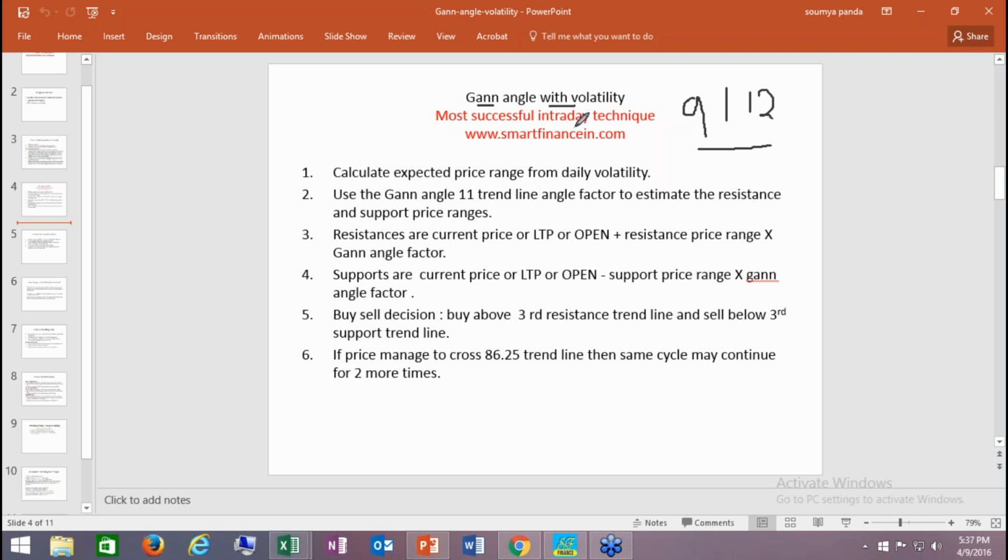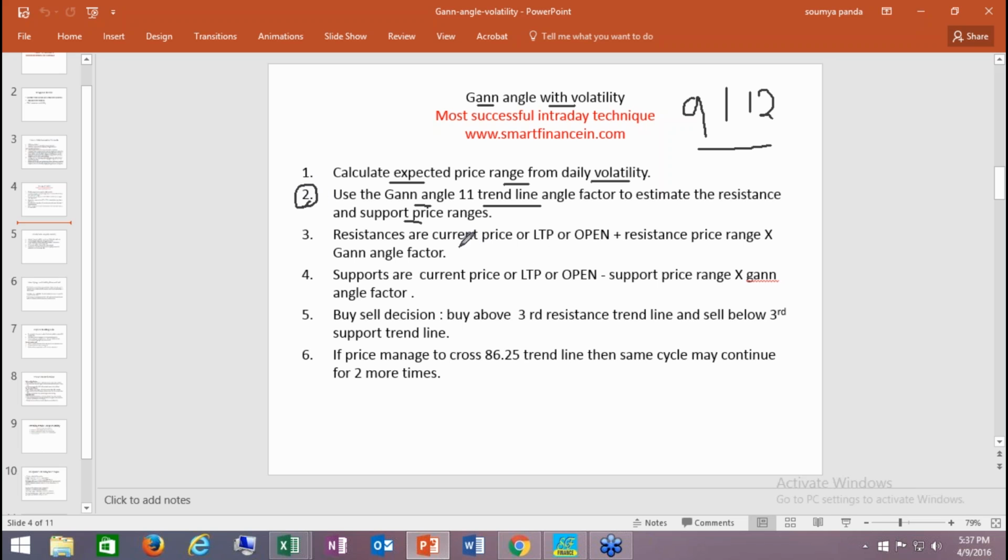Gann angle concept I have taken and I have infused the idea of volatility into it. So here what we are going to do is a very simple and very powerful process. We have to calculate the price range from the daily volatility, and using the Gann angles 11 trend line angle factor to estimate the resistance and support price ranges.